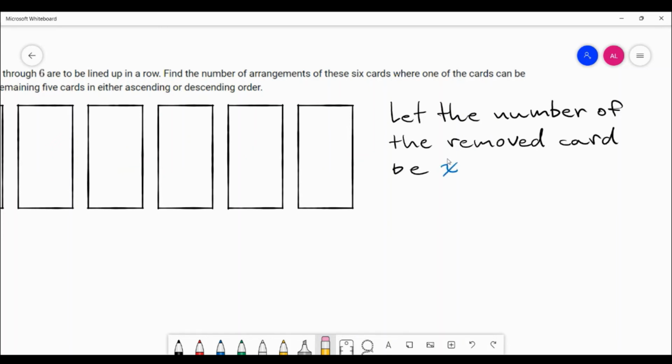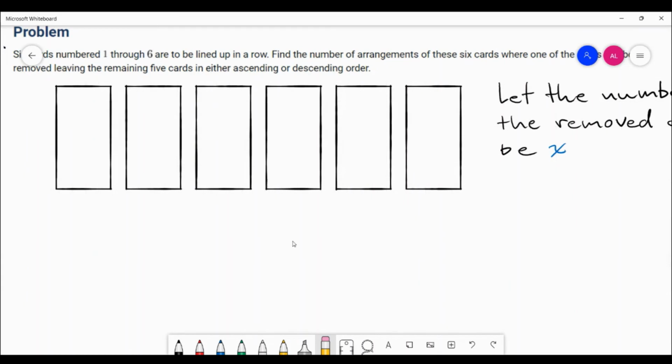So let the number of the removed card be x. So for instance, if we remove the card number 1, that means x equals 1. And also one quick observation that will really simplify our problem. Notice that the number of arrangements such that when we remove a card, the others are in ascending order, is the same exact thing as in descending order, because we could just flip the arrangement of 5 cards and they'll be in descending order. So in fact, all we have to do is find the number of arrangements of cards such that when we remove 1, the result will be in ascending order, and then multiply by 2 to get our answer. Let's proceed with our casework.